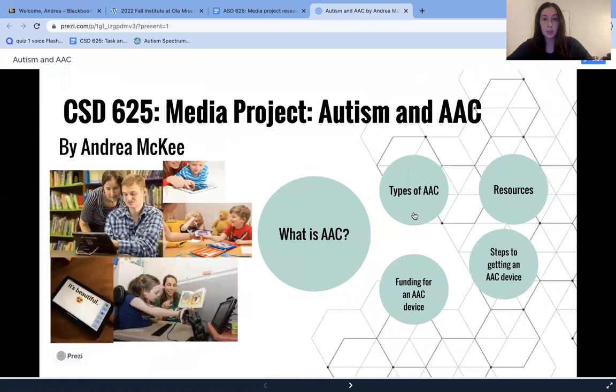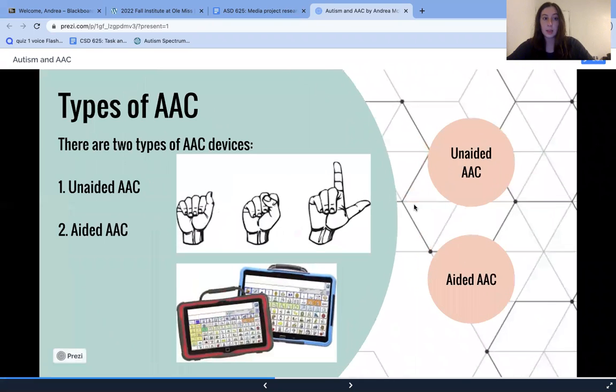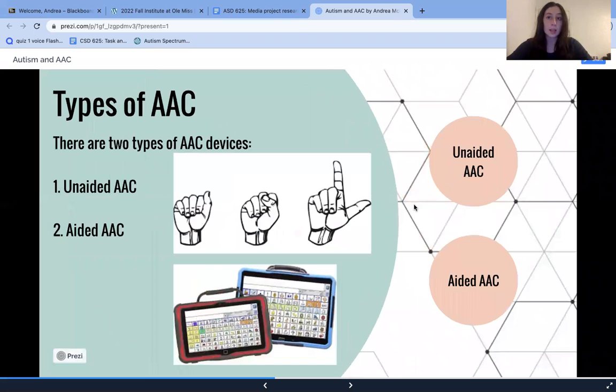Okay. So now we have types of AAC devices, and there are two types. There is aided and unaided, and as you can see, we have pictures here, and we're going to get a little bit into what each of them are.